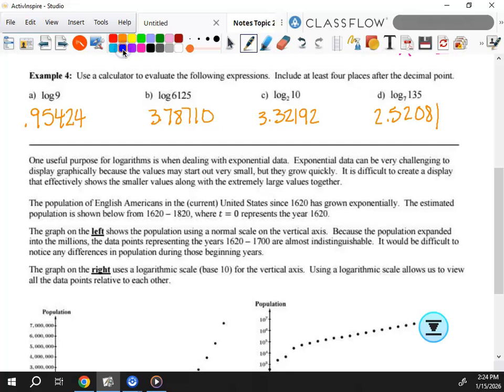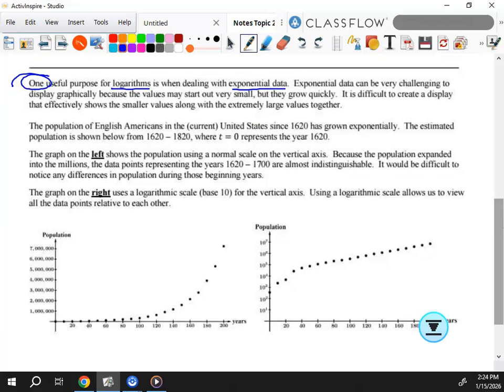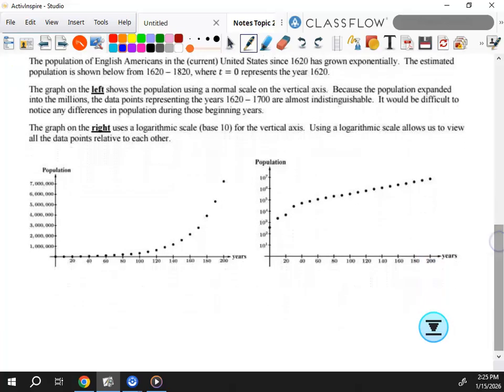And I know this is a lot of words, but they're important, so I'm going to read most of these to you. One useful purpose for logarithms is when dealing with exponential data. Exponential data can be very challenging to display graphically because the values may start out very small, but they grow very quickly. It's difficult to create a display that effectively shows the smaller values along with the extremely large values together. So the population of English Americans in the current United States since 1620 has grown exponentially. The estimated population is shown below.